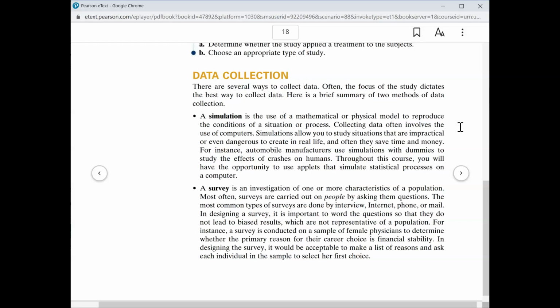For instance, a survey is conducted on a sample of female physicians to determine whether the primary reason for their career choice is financial stability. In designing the survey, it would be acceptable to make a list of reasons and ask each individual in the sample to select his or her first choice. To select her first choice in that case.